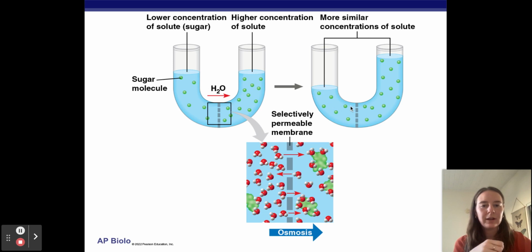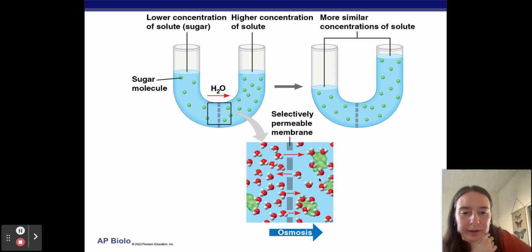So at this point, which side is more concentrated with solute? Think about how many of these sugar molecules there are compared to the water on this side, compared to the concentration of sugar and water on this side. Well, we've actually reached equal or similar concentration of solute. So basically, the water has dissolved the solute or made the solute more spaced out.